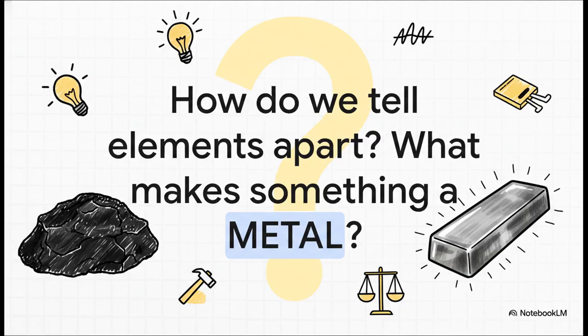I mean, when you look at a piece of iron and then a lump of coal, they seem completely different, right? But what are the specific, observable clues that lead a scientist to definitively say, yep, this one's a metal, and nope, that one's not? That's the exact question we're going to answer today.